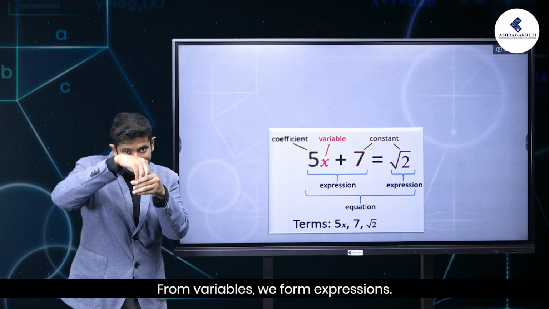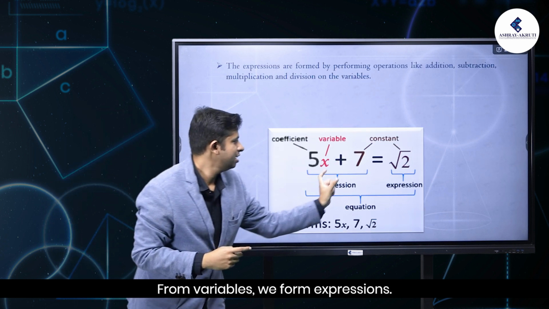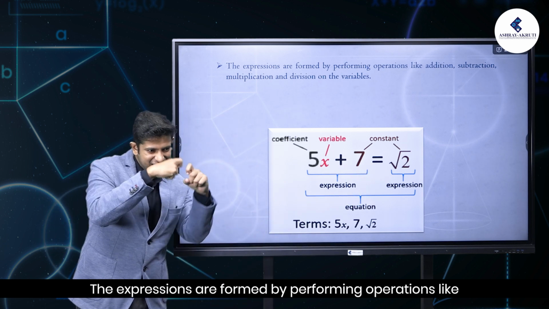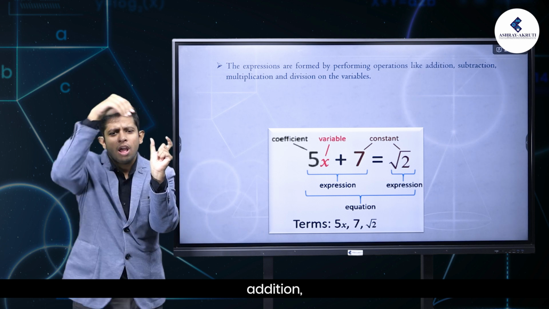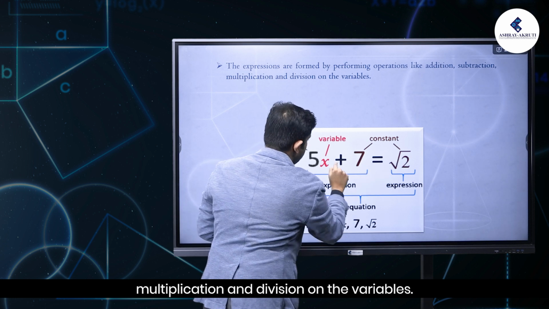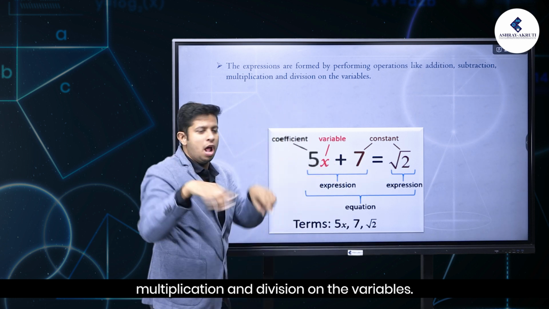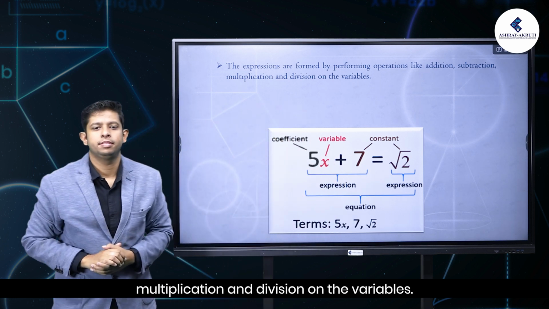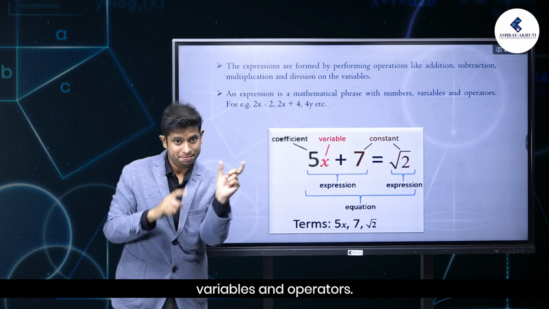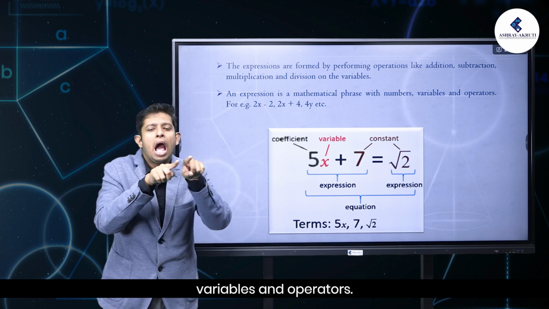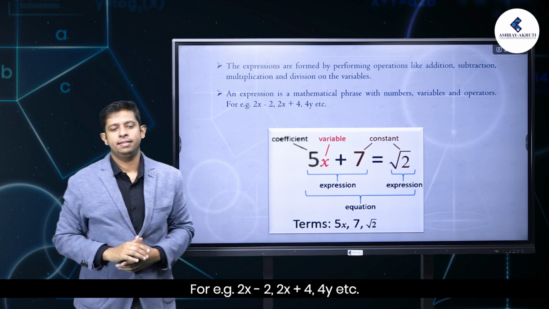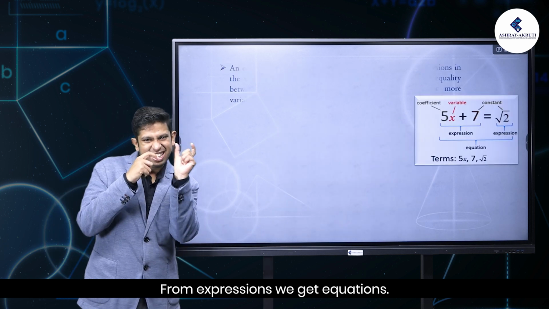From variables, we form expressions. The expressions are formed by performing operations like addition, subtraction, multiplication, and division on the variables. An expression is a mathematical phrase with numbers, variables, and operators. For example, 2x minus 2, 2x plus 4, 4y, etc. From expressions, we get equations.